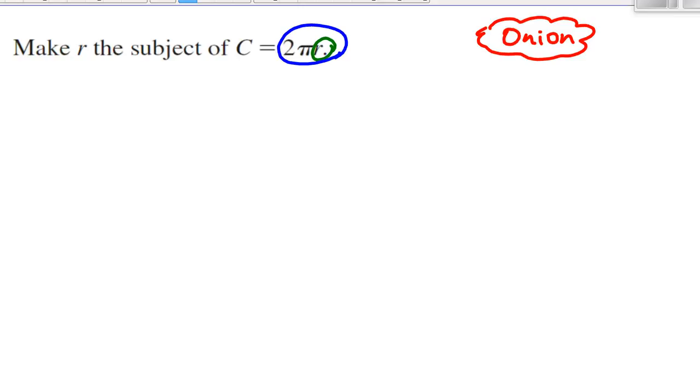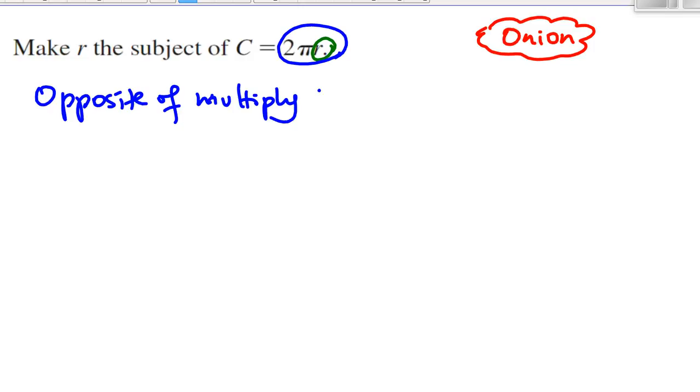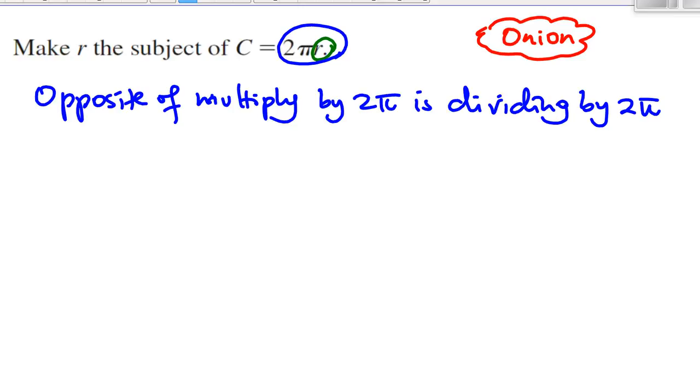Now, what is the opposite of multiplying by 2 pi? The opposite of multiplying by 2 pi is dividing by 2 pi. So this is an inverse operation. The opposite of multiplying by 2 pi is dividing by 2 pi. So we are going to divide each side by 2 pi.